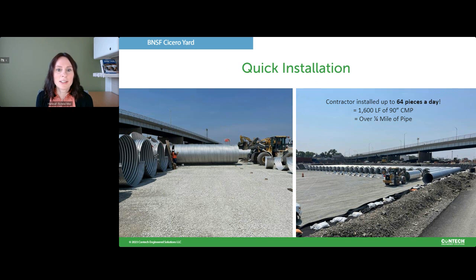So speaking of installation, here are some photos of the install. We started shipping pipe in late July and finished in early September. So it was a very quick installation given the size of the system. These pictures are from the start of the installation on the upstream manifold end of the system. And on the best day of install, the contractor was able to set 64 pieces of pipe, which if you were to lay those end to end, that's equivalent to over a quarter mile of pipe. I think it really demonstrates how fast CMP detention systems can go in the ground.